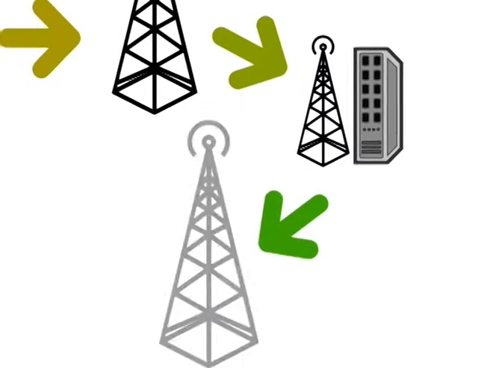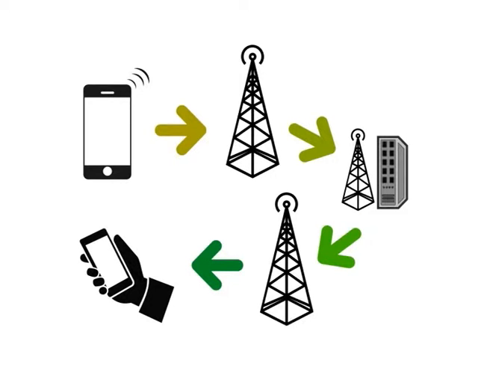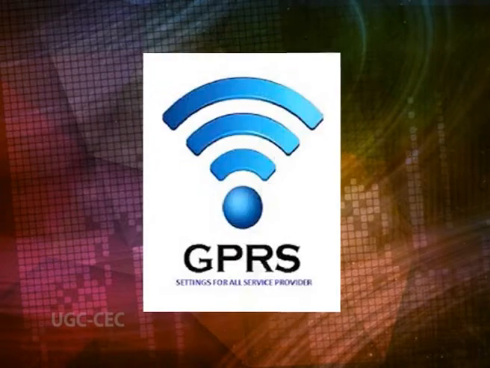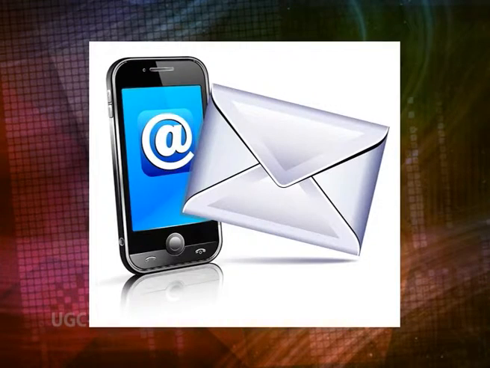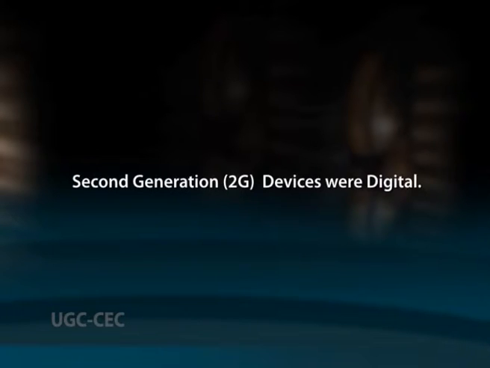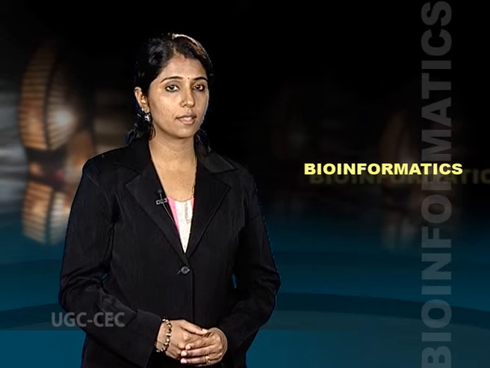The cell phones have lower power transceivers that transmit voice and data to the nearest sites within 5 to 8 miles. Current mobile phones can support many latest services such as SMS, GPS, GPRS, MMS, email, Bluetooth and many more. First generation cell phones were analog devices, second generation devices were digital and third generation allows for voice, data and advanced services. Mobile phones have become one of the indispensable devices in the world as the most effective communication tool.